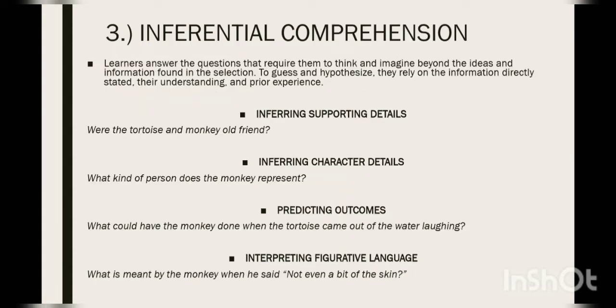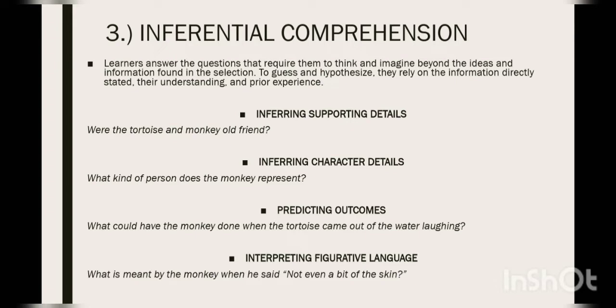Number 3, inferential comprehension. Learners answer questions that require them to think and imagine beyond the ideas and information found in the selection. To guess and hypothesize, they rely on the information directly stated, their understanding, and prior experience.